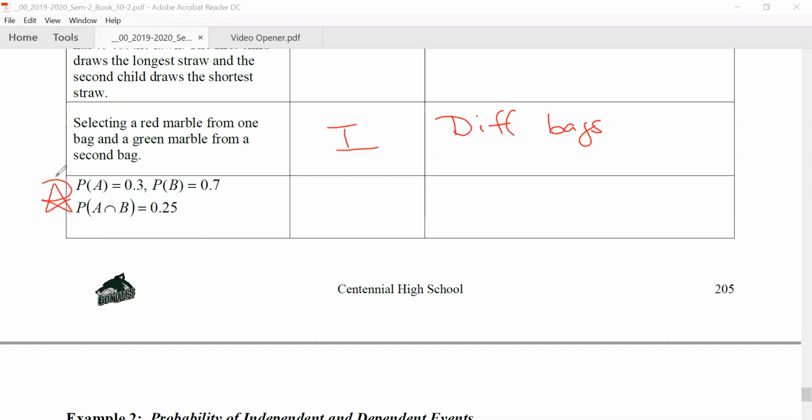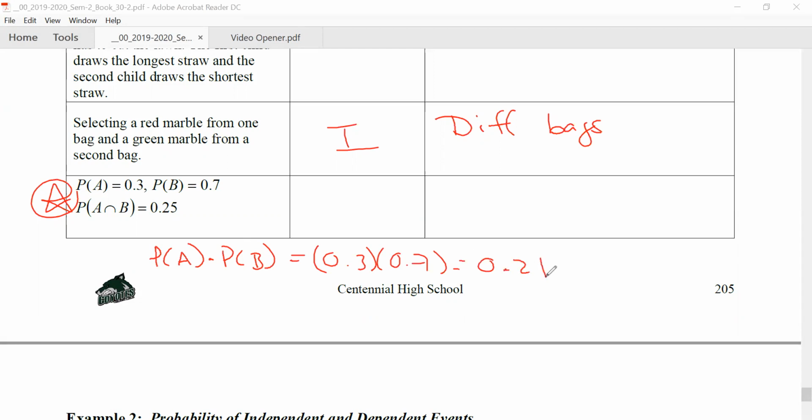Okay, this last one here I really like, because this is probably the only time, no pun intended, that we actually need to use our formula. So what this says is, whatever event A is, the probability it happens is 0.3. Whatever event B is, the probability it happens is 0.7. And P(A and B) is 0.25. Well, to figure this out, I'm going to use my formula. What's P(A) times P(B)? Well, that would be 0.3 times 0.7, which is 0.21.